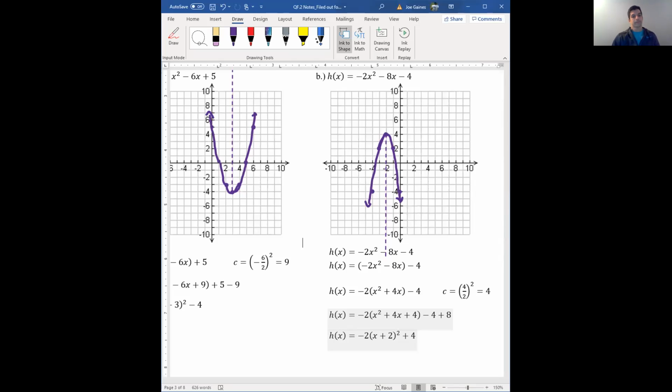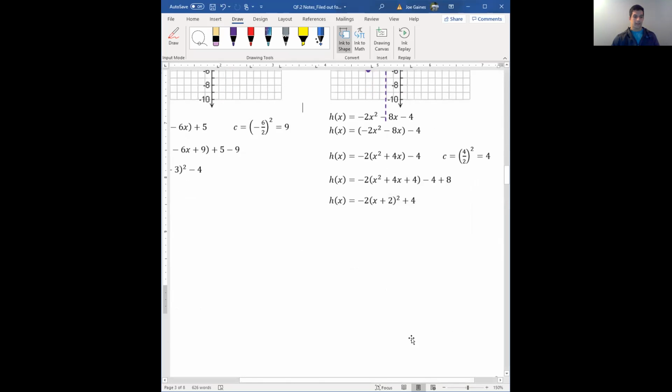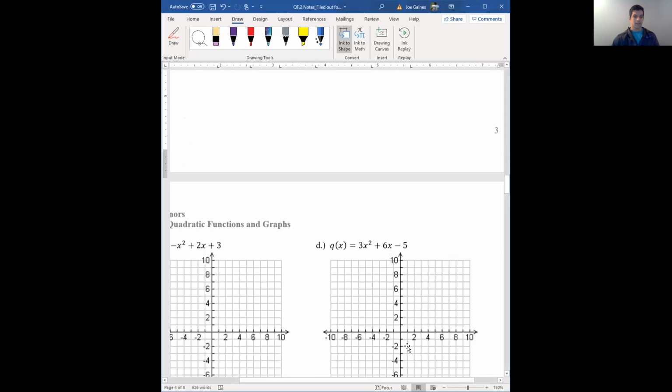Then there we have it. So there we have a graph of negative 2x squared minus 8x minus 4. So let's go ahead and let's scroll down and let's take a look at C and D.